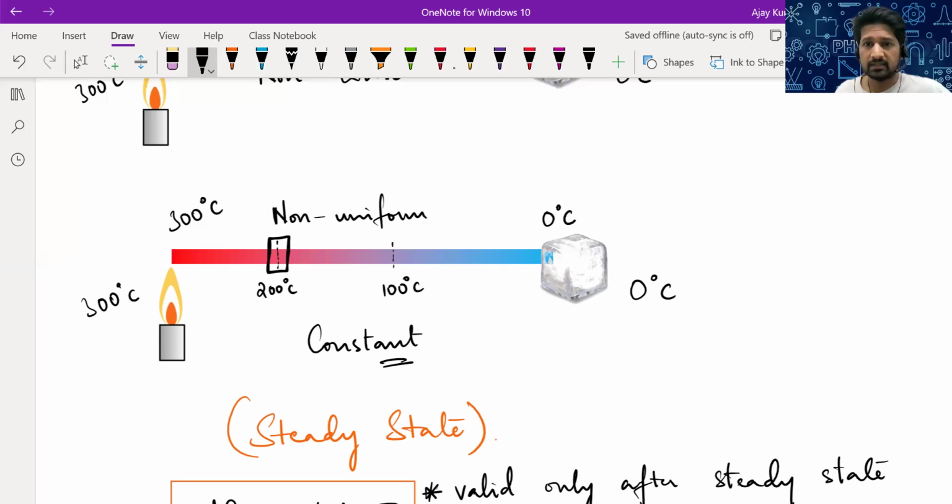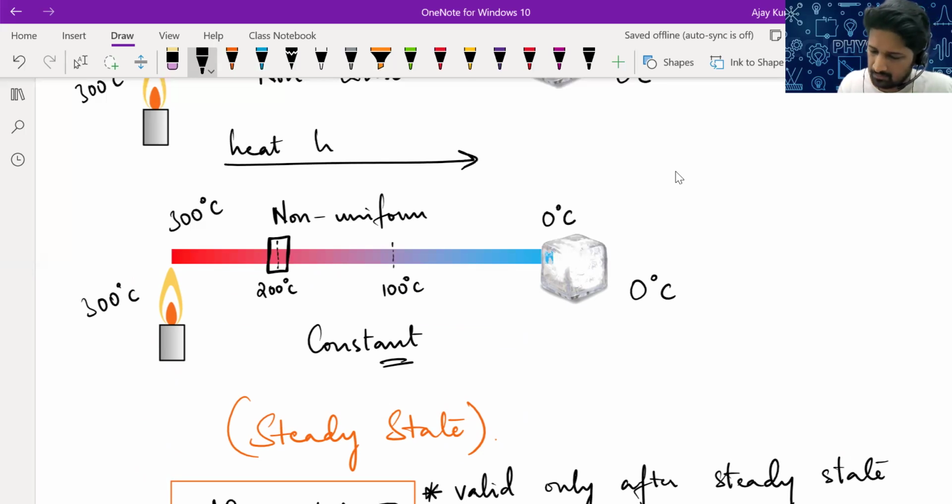But a particular layer's temperature is now constant. What does that mean? Does that mean there is no heat being received by that layer? It will definitely receive. There will be heat transfer happening from the left end to the right end, even after steady state is established. Heat transfer is going on. So if you take any particular layer, it does receive heat from the left side, but it also releases heat to the right side. Heat passes through the layer, that's all.